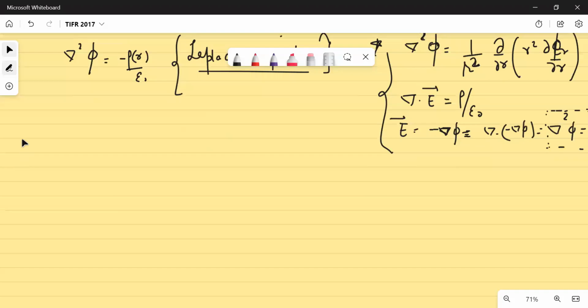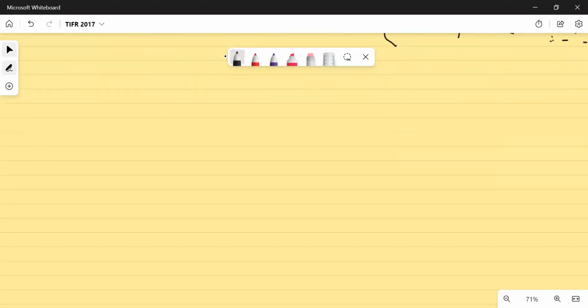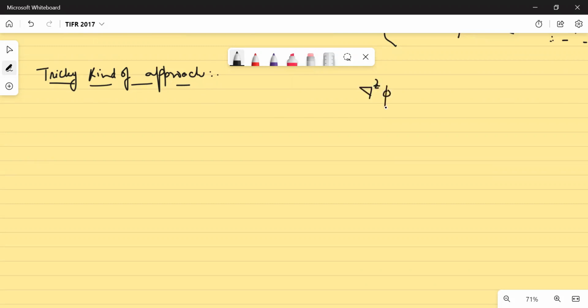Now, as you're aware, I will do one slightly tricky kind of thing. I will take one tricky approach while doing this question, and one other standard approach I will also take. Let us say first how one can think about this in an examination. As you're aware, I have written that del square phi can be written as 1 upon r square, and then del by del r of r square times del phi over del r.